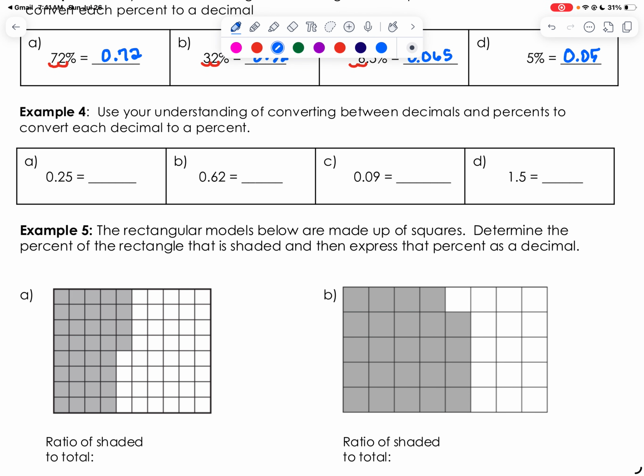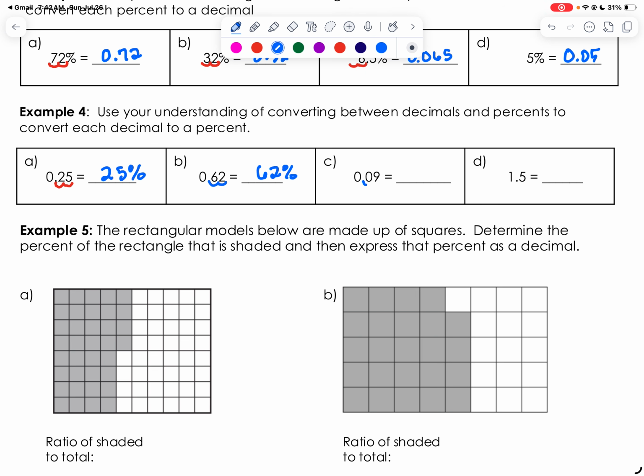All right, example 4. Use your understanding of converting between decimals and percents to convert each decimal to a percent. Now this time we'll be multiplying each decimal by 100, which means we'll move our decimal 2 places to the right. So 0.25 would become 25%. 0.62, 2 places to the right, would become 62%.